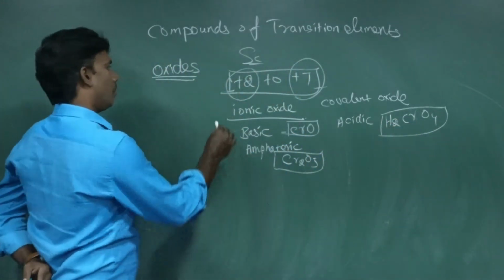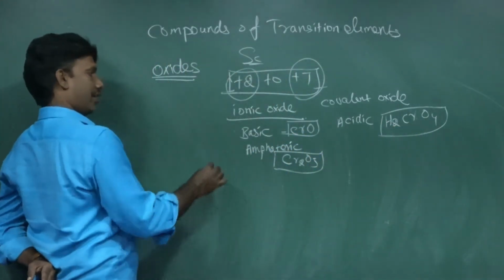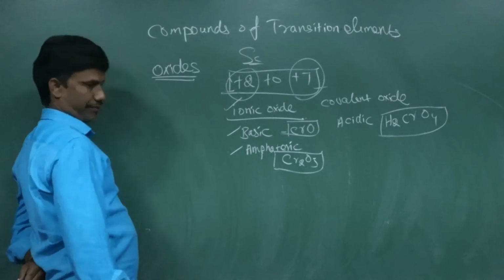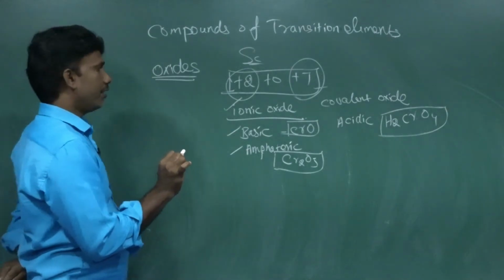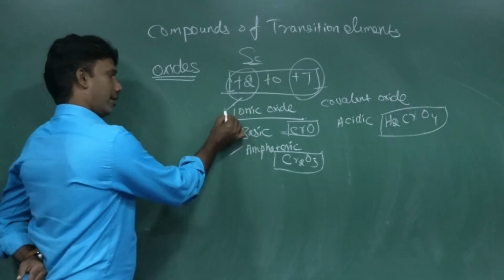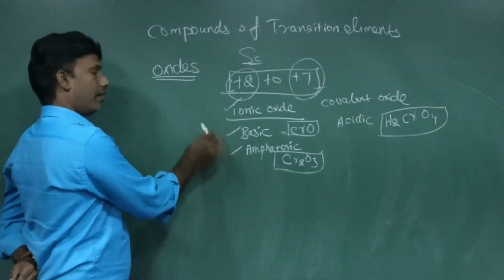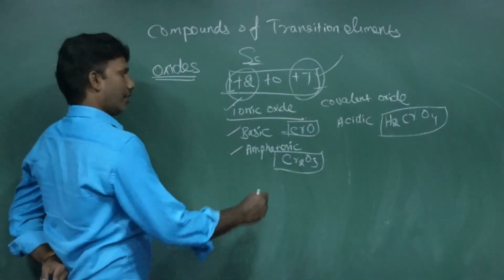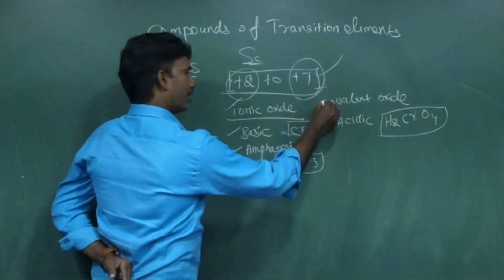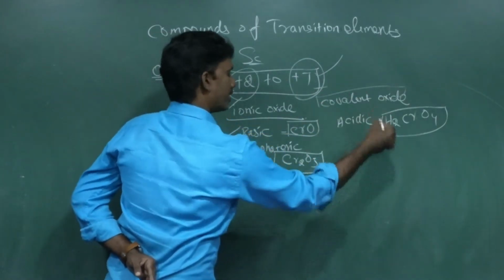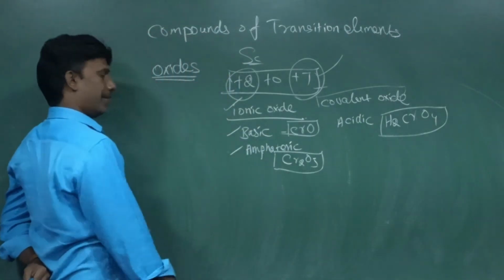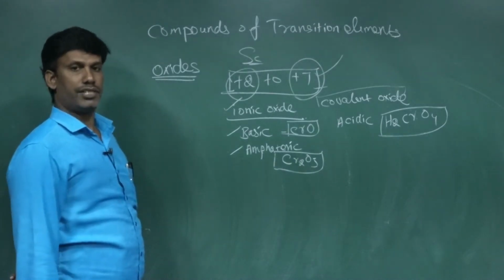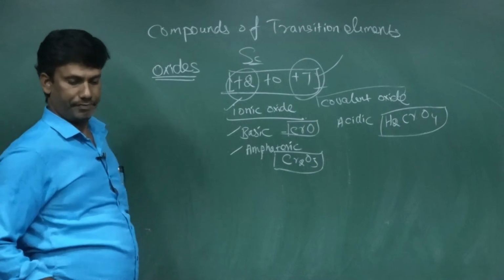What's the difference? The oxides of lower oxidation state are ionic oxides, and they are basic or amphoteric in nature. The oxides of higher oxidation state are least ionic, or otherwise covalent oxides, and they are acidic in nature. Okay. Then let us move on to a very important compound of transition elements, potassium dichromate, that we are going to see now.